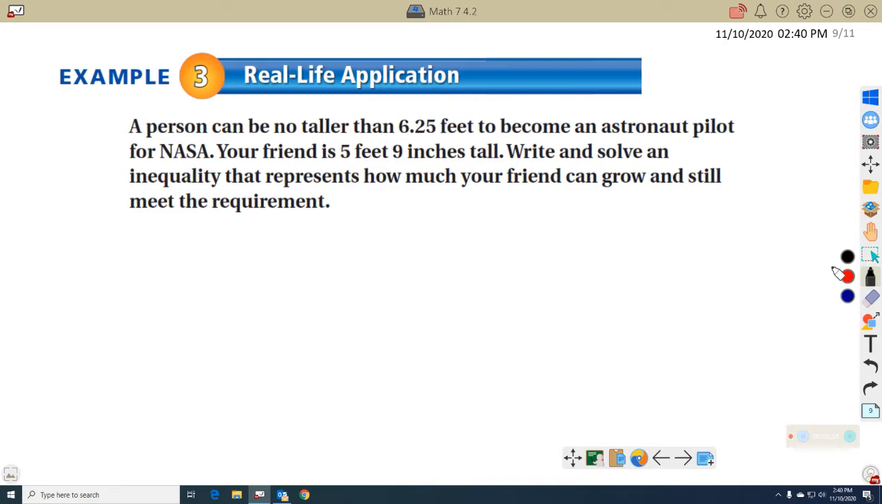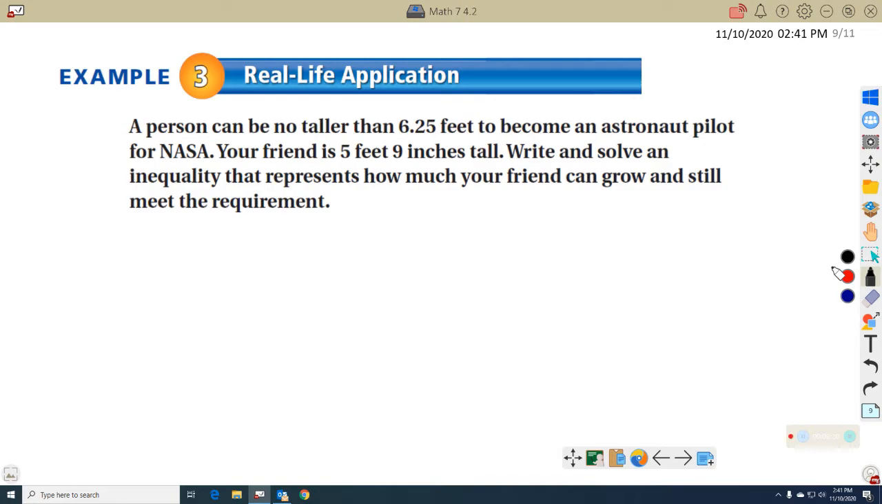And finally, I've got a real-life application here. It's a word problem. Oh, we love word problems, right? A person can be no taller than 6.25 feet to become an astronaut pilot for NASA. How exciting. Your friend is 5 feet 9 inches tall.